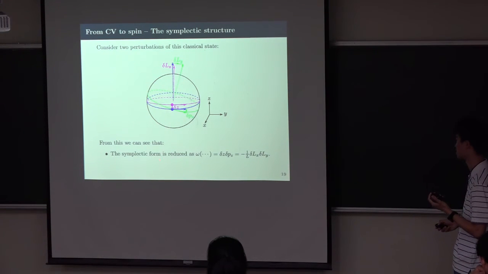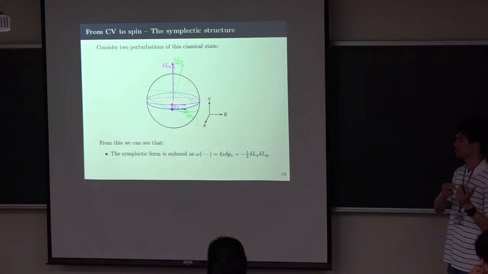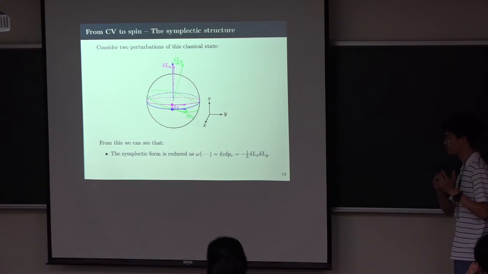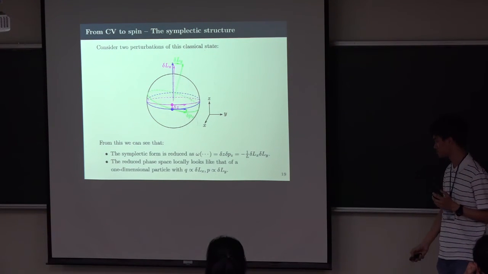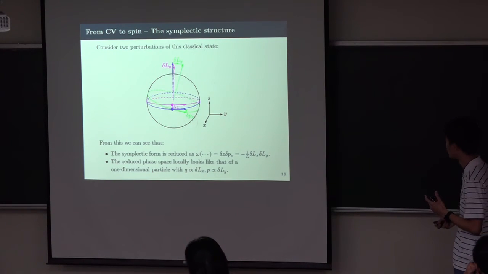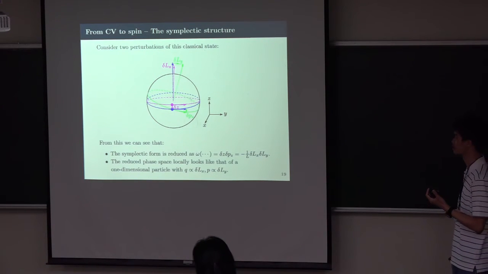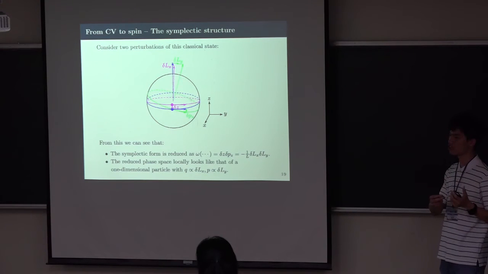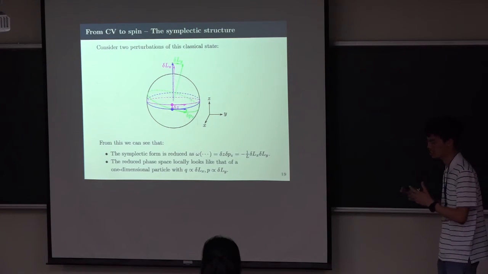We can see here that the symplectic form of the original 4-dimensional phase space induces a reduced symplectic form on the reduced 2-dimensional phase space. And from this we can see the reduced phase space locally looks like a 1-dimensional phase space, a phase space of a 1-dimensional particle, with this correspondence. So in the quantum case, a large spin phase space locally looks like a 1-mode CV, continuous variable, phase space.